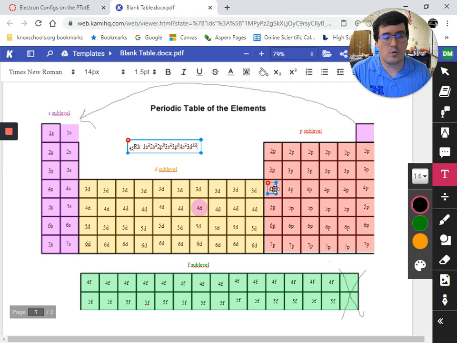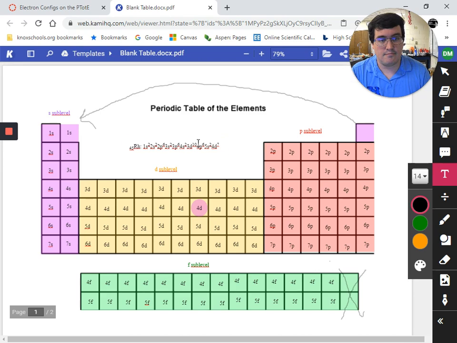After 3d is 4p. So there are 1, 2, 3, 4, 5, 6, six 4ps. And then after 4p, we go back down to the next row, and that is 5s. And there are two 5s's. All right, now we get to the block and the row where our element is. So we are only going to count up to that element. 1, 2, 3, 4, 5, 6, 7. There are 7 4ds, so we're going to write that as 4d7. And that's how you do an electron configuration using the table.